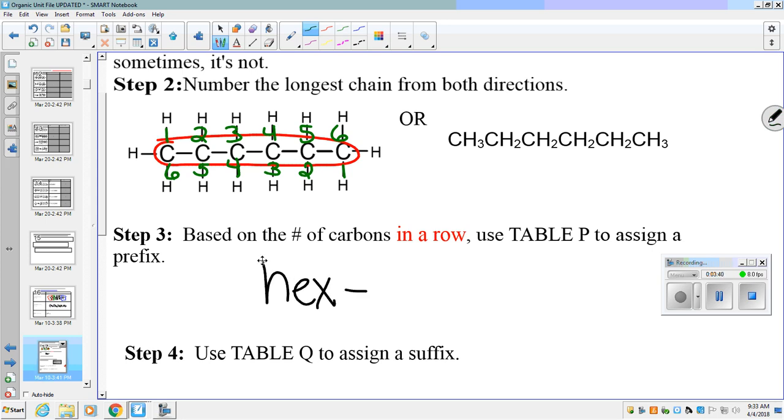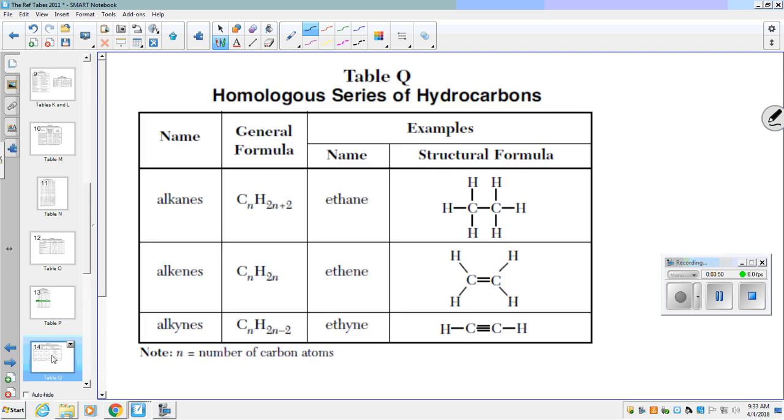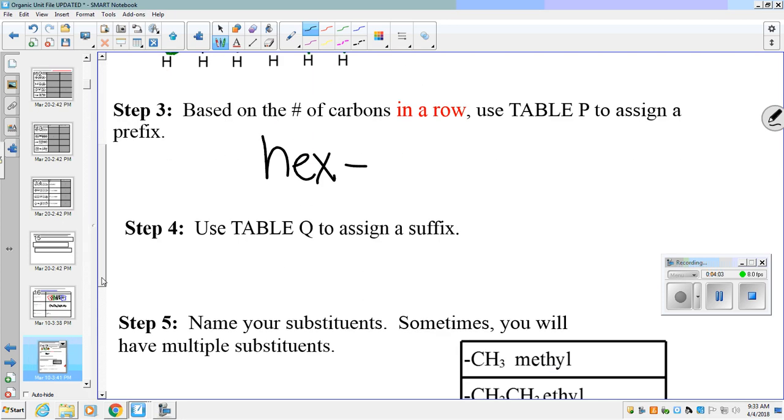Then we have to check out what ending we're going to have, and this is based on the bonds in the molecule. This molecule has all single bonds, so we're going to go to table Q. And when we have a molecule with single bonds, like this sample right here, those are the alkanes, and the endings have ane. So our suffix for this molecule is going to be ane.